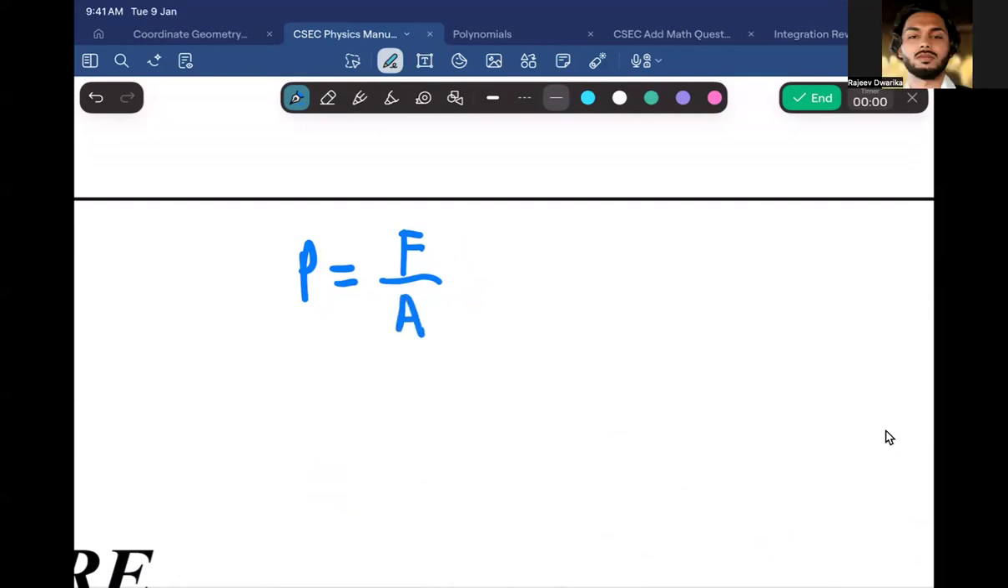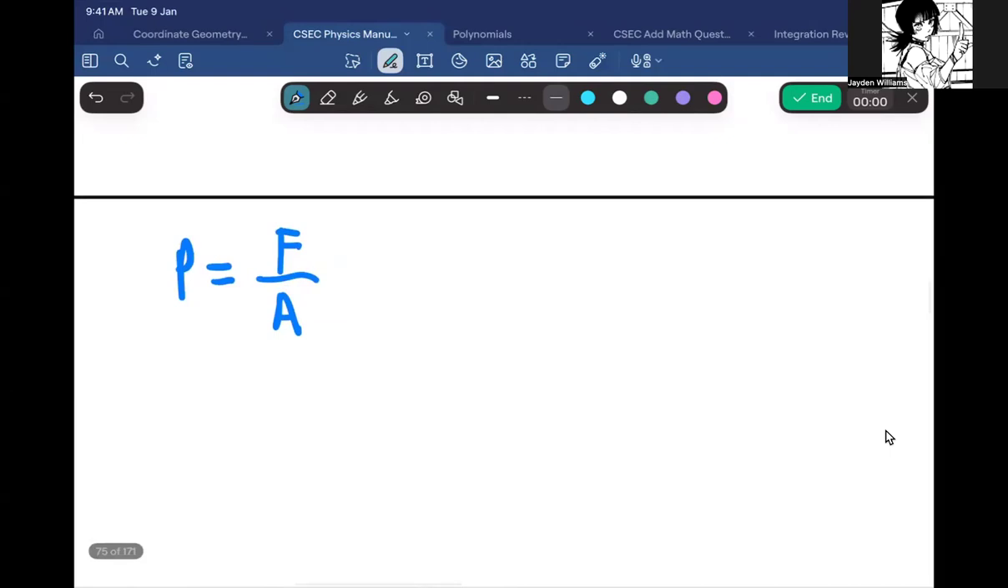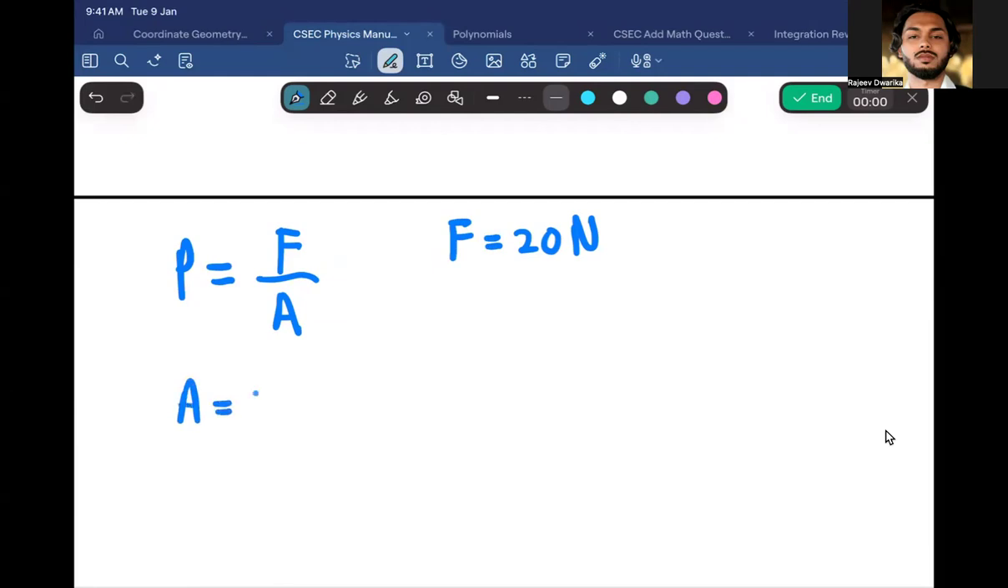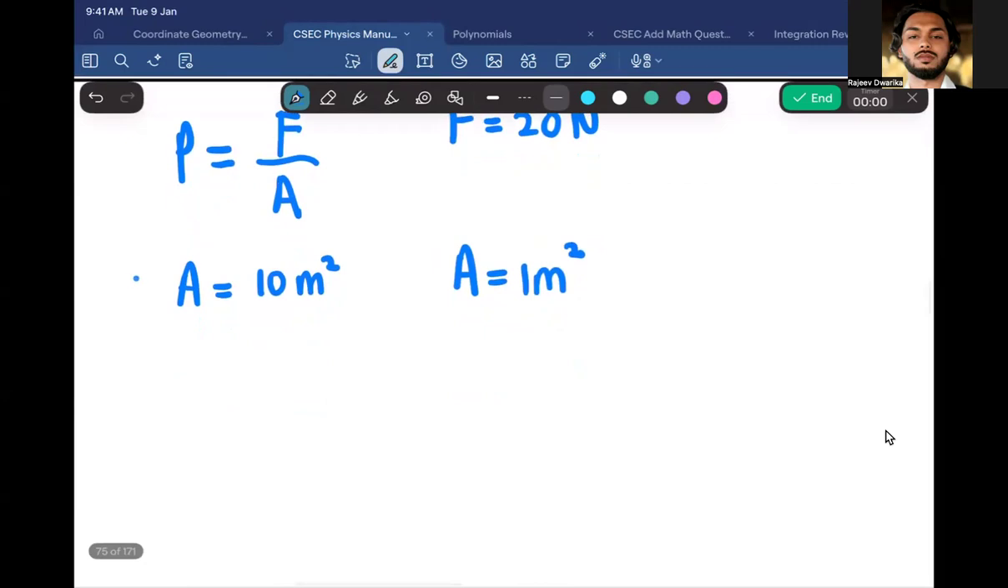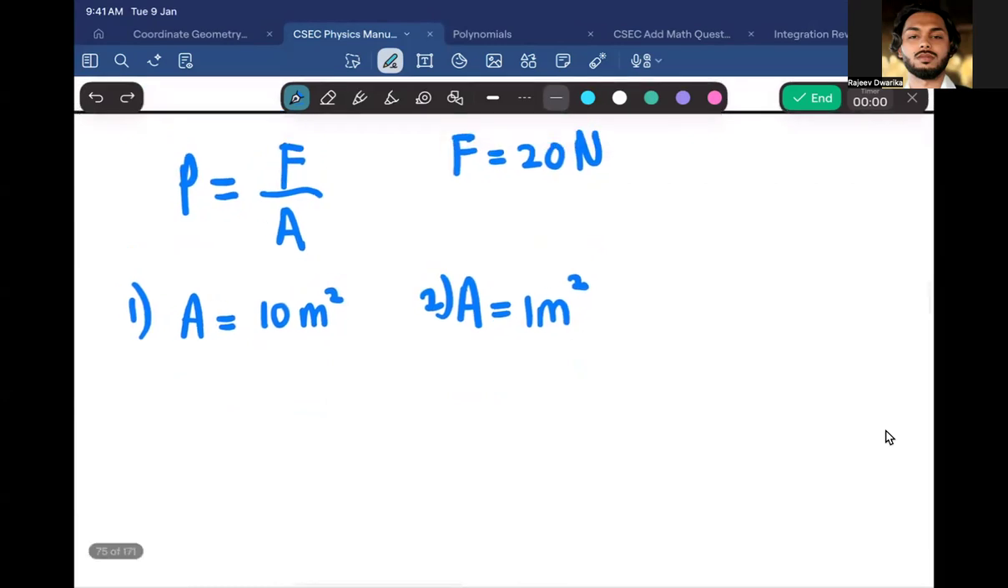Let me give you an example. Let me just say we have a force of 20 newtons, and we have two examples. In one the area is 10 meters squared, and in the other the area is 1 meter squared. So we have two scenarios. Let's find the pressure for this one. The force for both is 20 newtons. So, Jadon, the pressure for this example would be F, 20, all over the area. The area is 10. So what's 20 over 10?